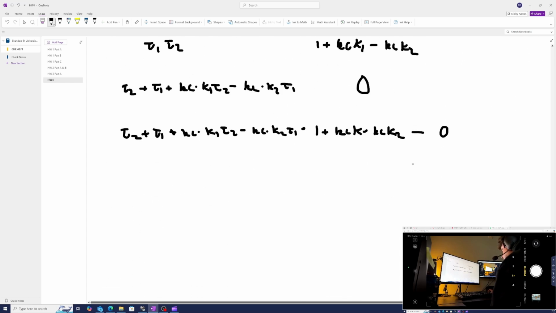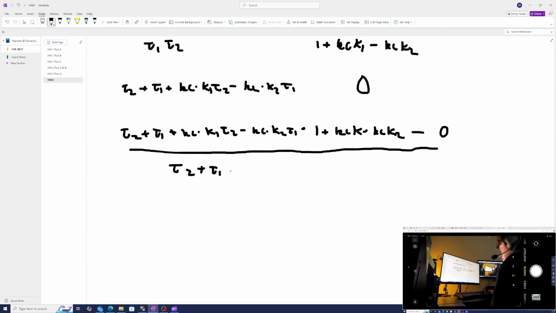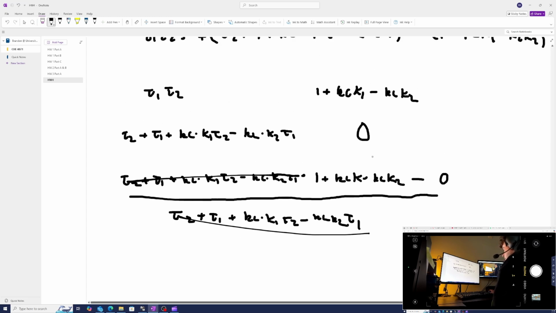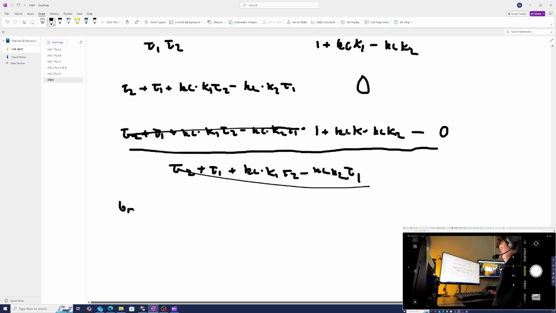So we divide this by tau 2 plus tau 1 plus KC K1 tau 2 minus KC K2 tau 1, which these cancel out, leaving us with our Bn equal to 1 plus KC K1 minus KC K2.